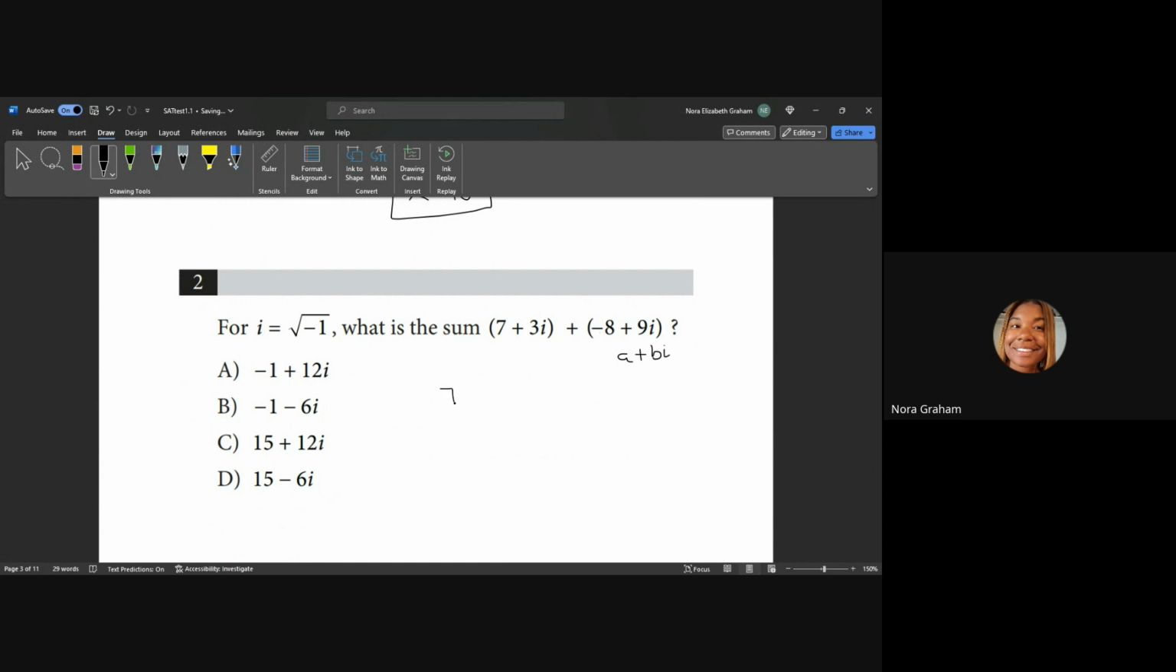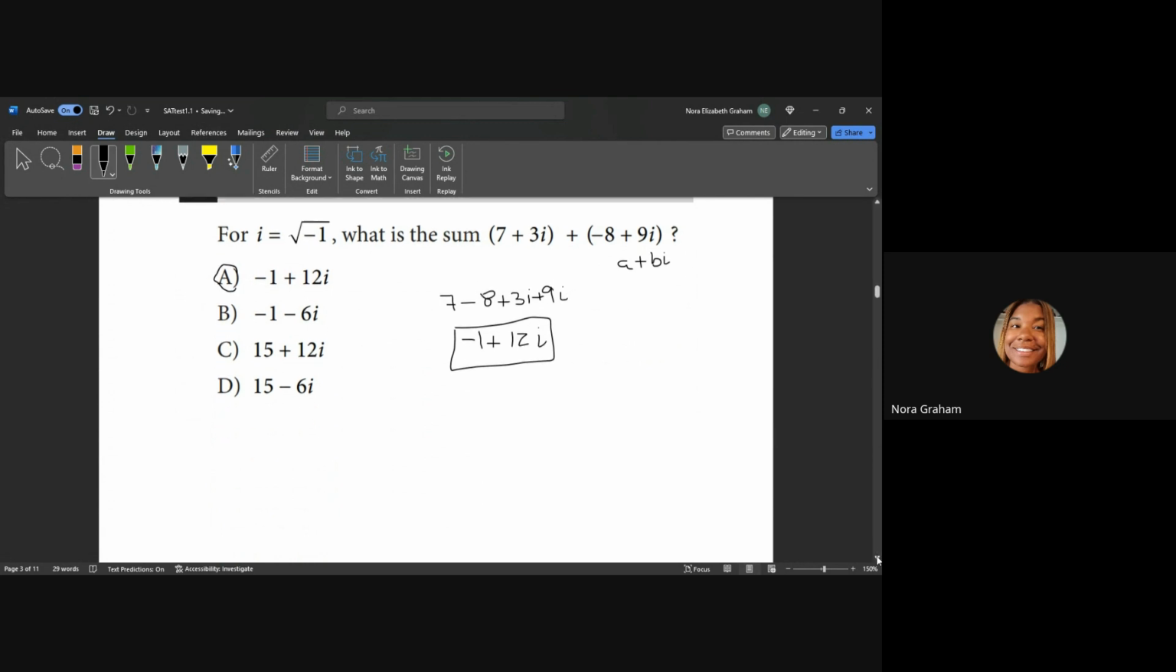So first we're going to add our constants together, so 7 minus 8. And then we'll add our complex numbers together, so 3i plus 9i. 7 minus 8, that's going to give me -1. 3i plus 9i, that's just like combining our like terms, so that's going to give me 12i. So our answer for this one is going to be A. This one we didn't really have to use i equals the square root of -1.